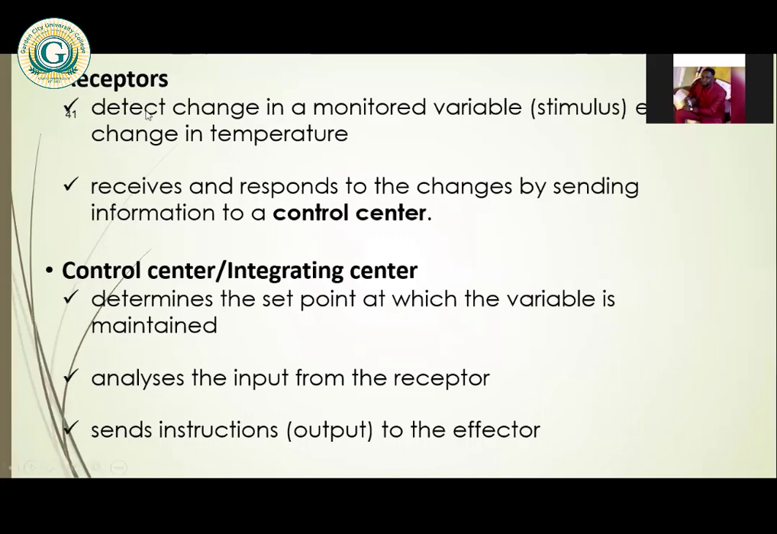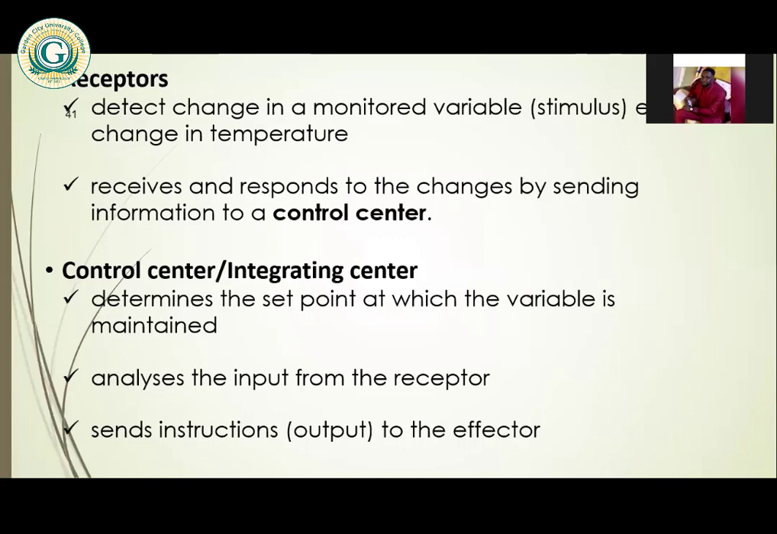So receptors detect change in a controlled variable, and that is a stimulus. Whenever there's a stimulus generated, it means there's a change detected. An example is change in temperature.